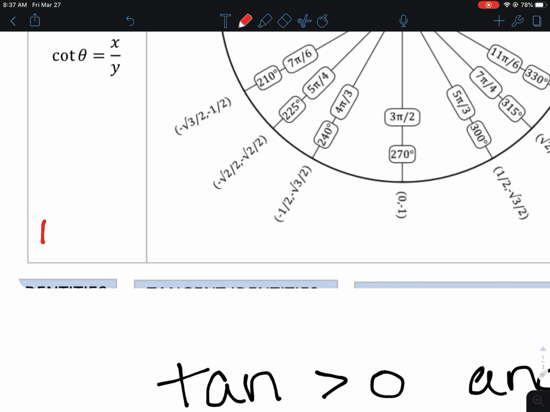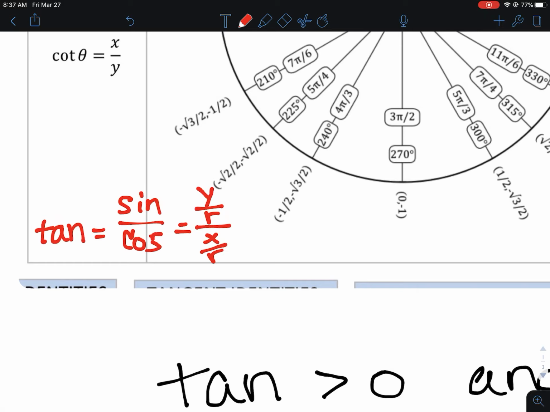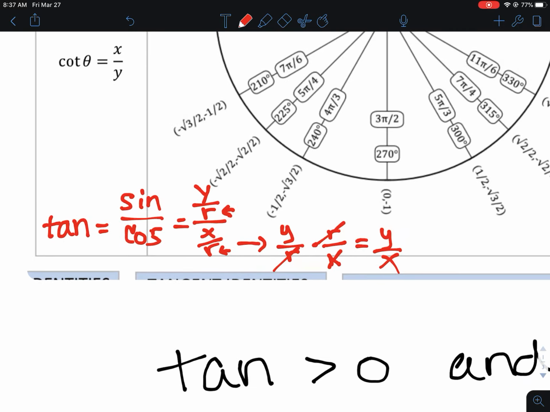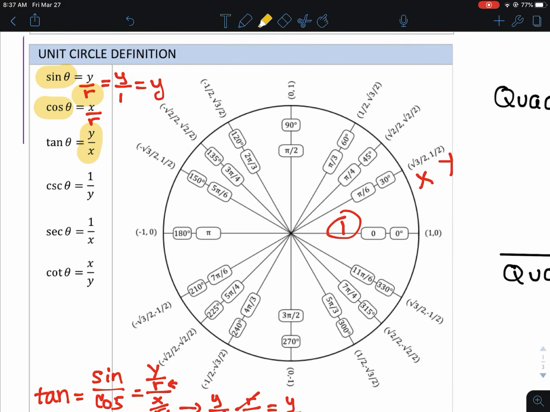So if we were going to find tangent here, remember tangent is sine divided by cosine. So here we have y over r divided by x over r. And whenever we divide by a fraction, we're multiplying by the reciprocal of the denominator. So these r's actually cancel out, and we still get y over x, right? Because they both are dividing by the radius in the denominators, the radius doesn't really make a difference. So tangent and cotangent are the same as they always were.